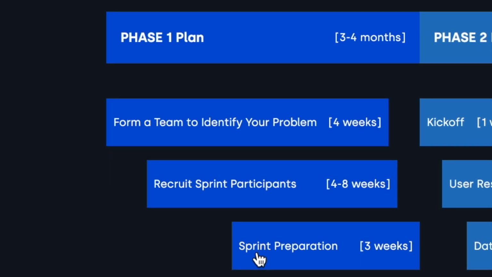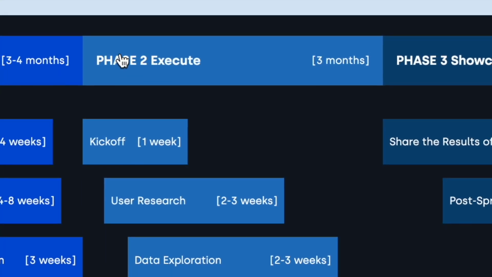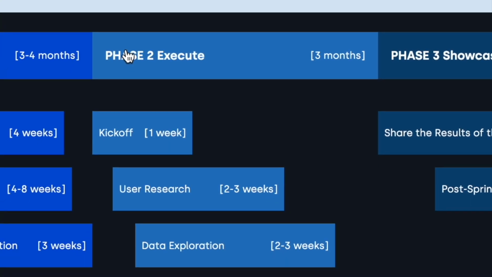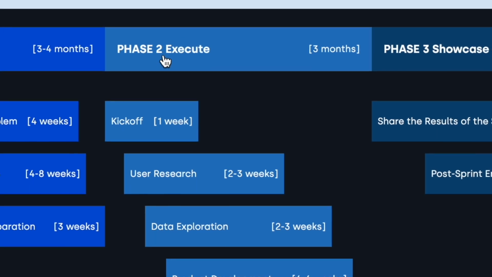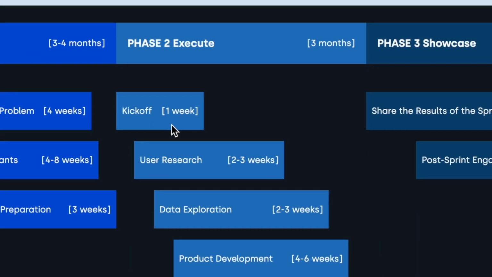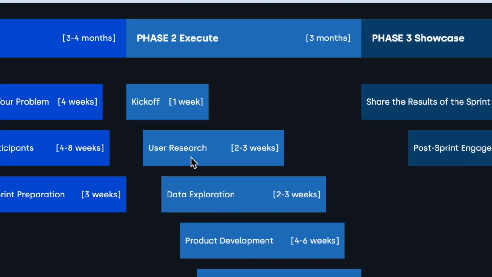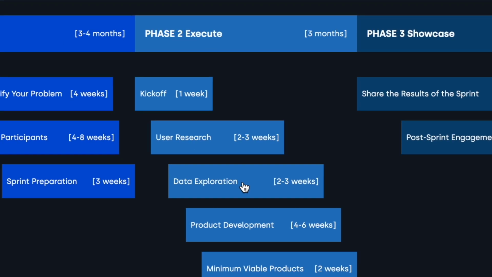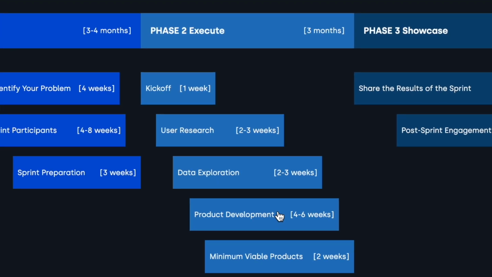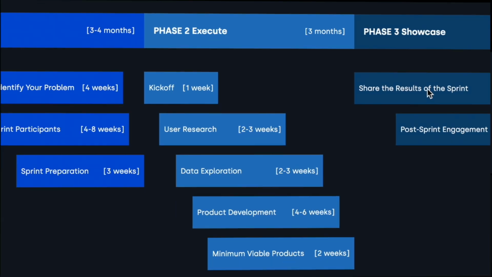Once you have gone through all of the steps for Phase 1, it's time to execute your sprint. In Phase 2, you will be facilitating your sprint, which will involve facilitating several critical milestones, such as the kickoff call, user research, data exploration, product development, and minimum viable product milestones. You will be hosting bi-weekly check-ins with the cohort and communicating via email or Slack with the group throughout. This part of your sprint will take about 12 to 14 weeks on your timeline.